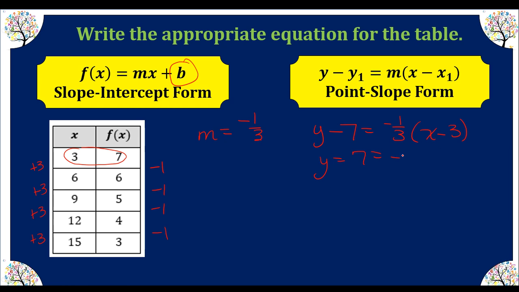Now let's distribute the negative 1/3, and then we're going to get y by itself. This should be a minus right there. Now we need to get y by itself, so we're going to add 7, and we have y equals negative 1/3 x plus 8. Or if we like, function notation, and we have it in standard form.